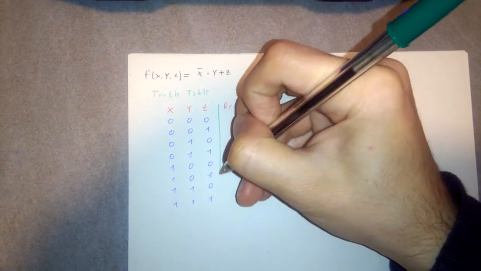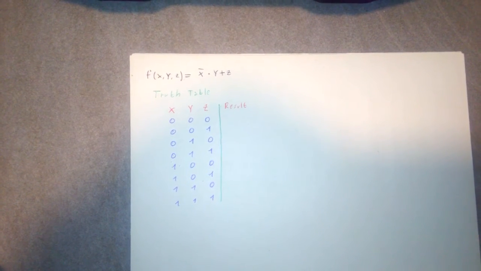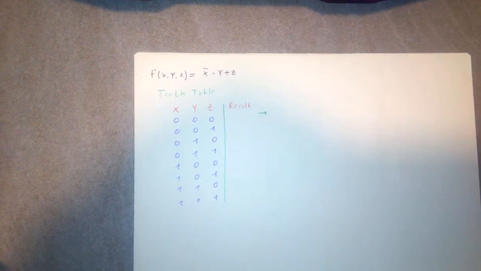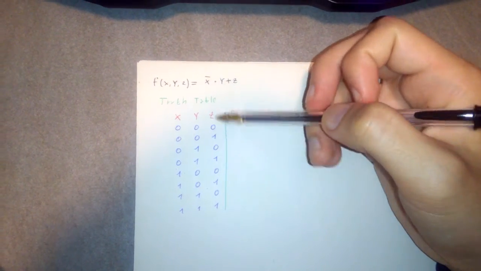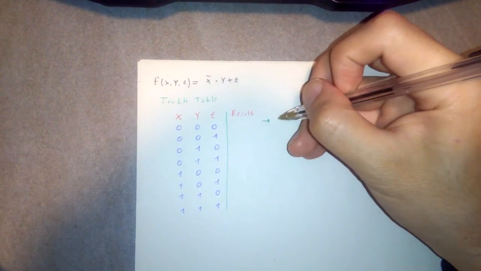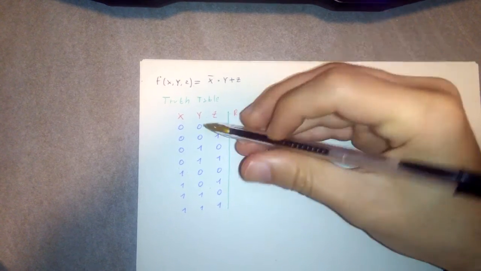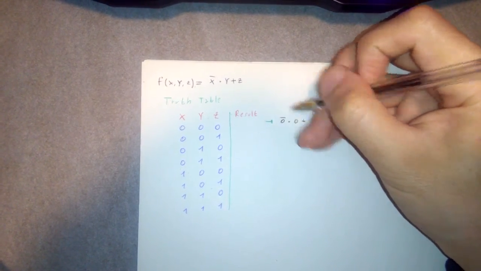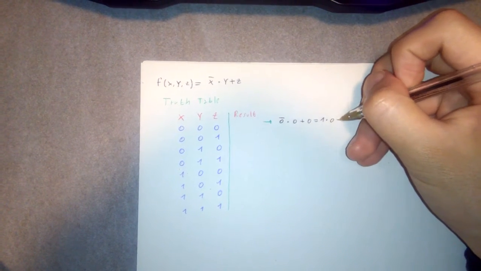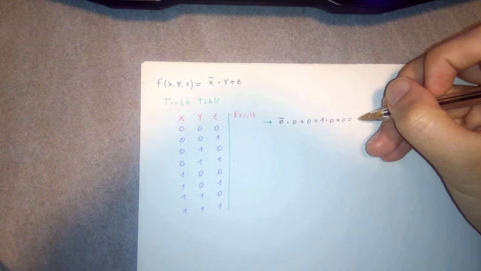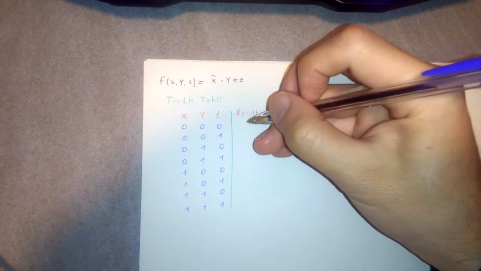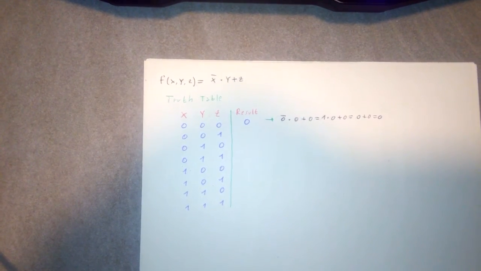Now, in order to get the result, we have to plug all those three inputs into our function. If x is 0, we get not 0 times y, which is 0, plus z, which is 0. Not 0 is 1, times 0 plus 0. 1 times 0 is 0, plus 0, therefore we get 0. So our result is indeed 0.